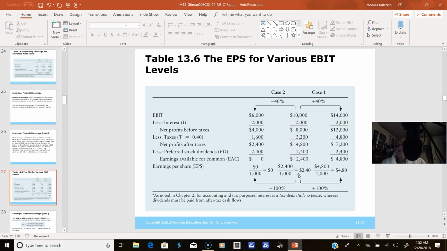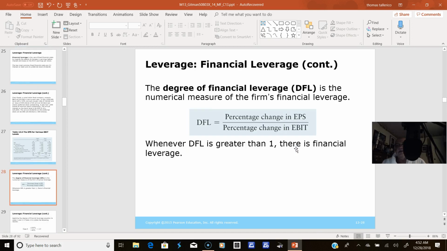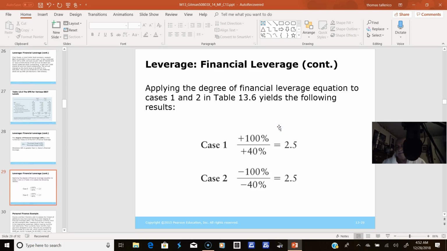So you can see we have leverage here too. And you just simply go through these numbers, and if there's anything that's a little unfamiliar to you, just email me. So here's the ratio for the degree of financial leverage again. And again, if it's greater than 1, there's leverage, and you just do it. And of course, there's going to be a harder equation for this, right? So anyway, it's 2.5, so you do have financial leverage.